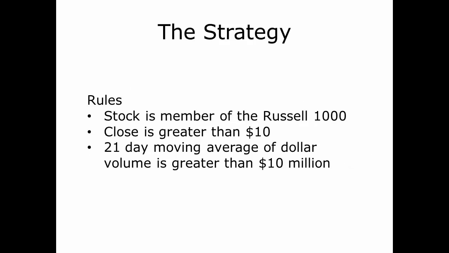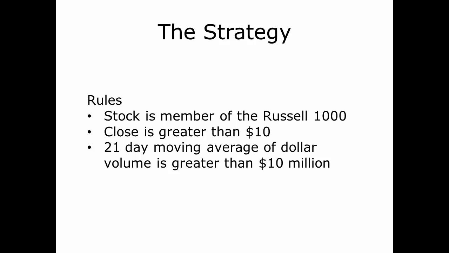The strategy itself is what I would call a very simple breakout strategy. I wasn't trying to make anything complex. I wanted to start with something simple and add what I consider the basic stops to see how they did. So a couple of the basic rules: first, the stock must be a member of the Russell 1000 as it existed during that trade date. The close is greater than $10. Our 21-day moving average of the dollar volume is greater than 10 million. These are just some basic rules for liquidity.